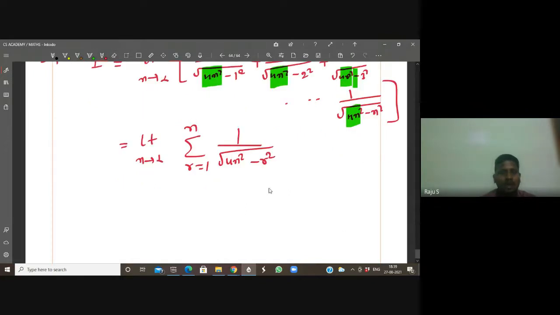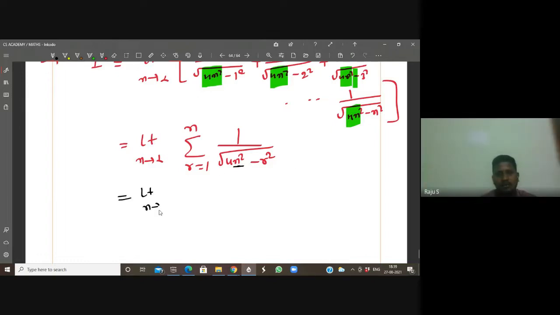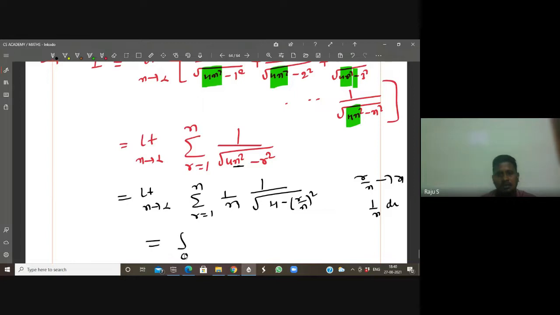This we got. But again, the question is, we required 1 by n. Where is 1 by n? So we can take n common, sir. n square in the denominator. Exactly, wonderful. So limit n tends to infinity, summation r is equal to 1 to n. Take n square outside, it can be written as 1 by root over 4 minus r square by n square, r by n whole square. Got it? 1 by n is there, r by n is there, replace r by n by x, 1 by n by dx. So this can be written as integral 0 to 1, 1 by square root of 4 minus x square into dx.